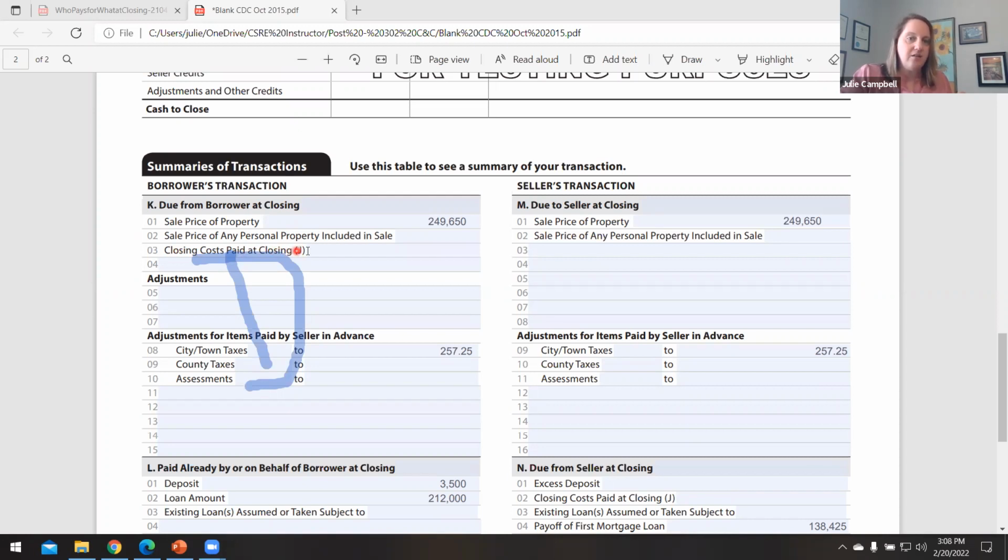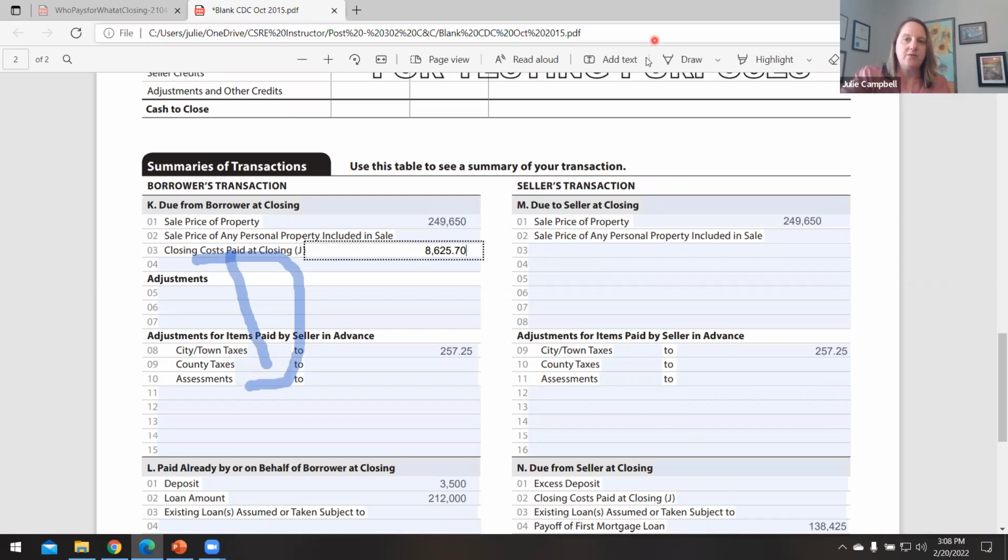which is their J. So before I forget to do it, I'm going to come over here and take that number from page 1 and put it on page 2. The same number we had for the buyer's J is now on K3, because everything in K is all their debits, what they owe third parties and what they owe the seller.